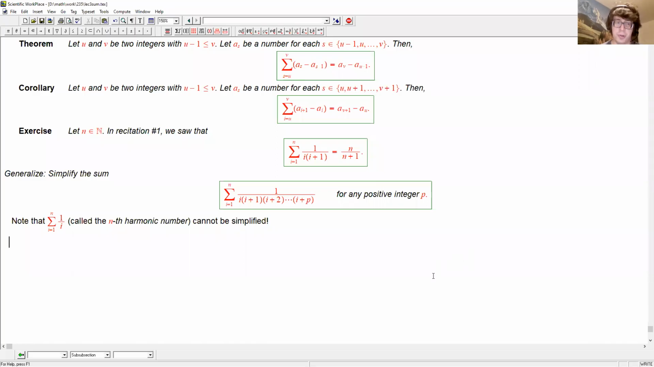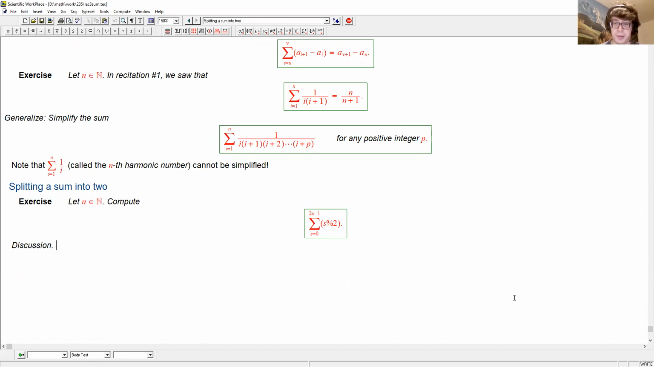Our next summation rule is about splitting a sum into two. Again, let's see this on an example. Let n be a non-negative integer. Compute or simplify the following sum: the sum of the remainders upon division by 2 of the first 2n non-negative integers. What's the simplest way to approach this?